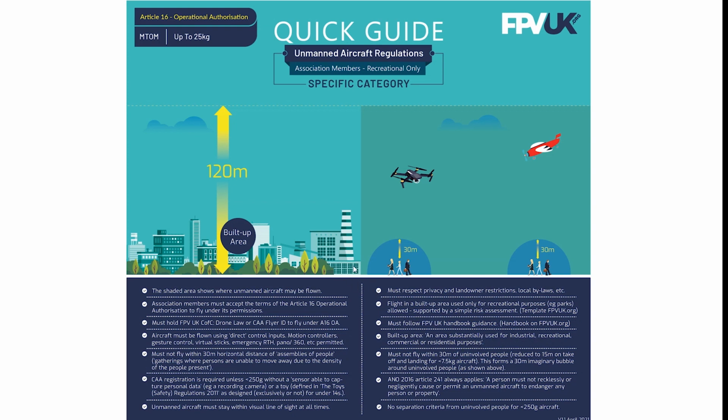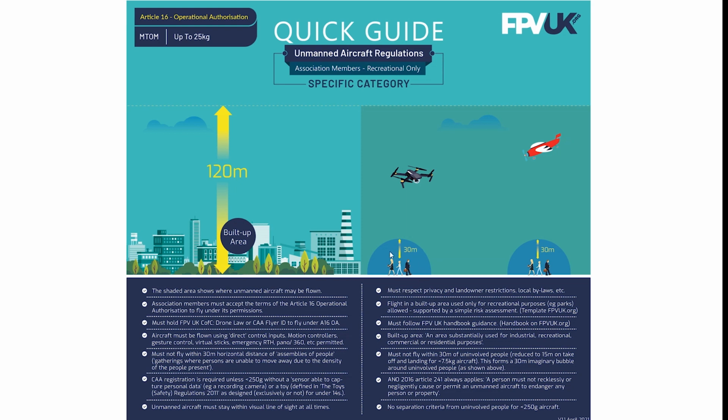There is a caveat to that. You can fly in a built-up area if it's used only for recreational purposes, e.g. a park, but it must be supported by a risk assessment. You can find guidance on how to do a simple risk assessment in our handbook, handbook.fpv.uk. There's guidance in there on how to do a risk assessment. There's also an example and a template for you to use.